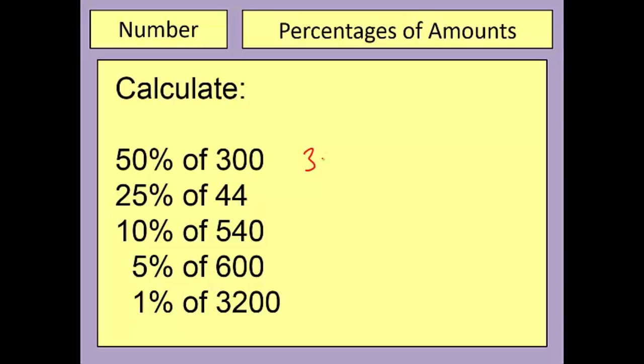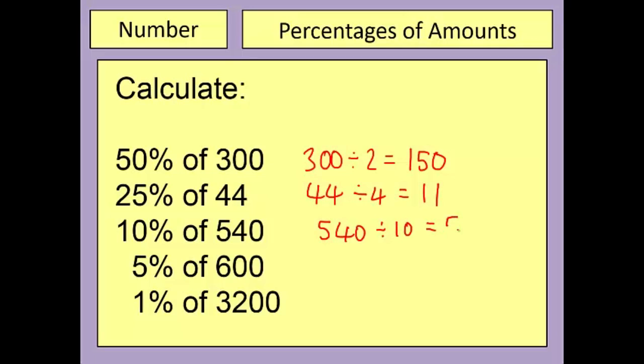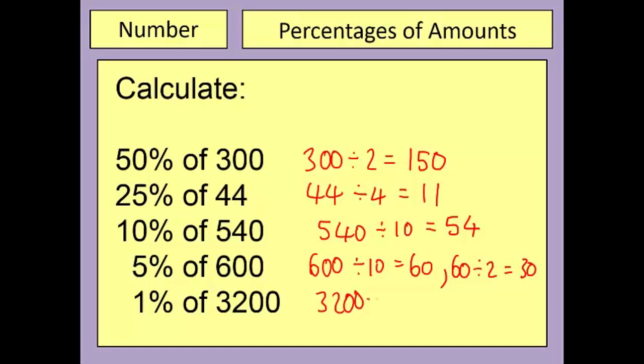Okay, here are the answers. For the first one, we do 300 divided by 2, which gives us 150. Then we have 44 divided by 4, because that's what 25% is, 1/4, which is 11. Then 540 divided by 10 for 10%, which is 54. And then 600 divided by 10 first to get us 10%, which is 60. And then we do half of that, 60 divided by 2, which gives us 30. And the final question, 3,200 divided by 100, which equals 32. Those are the basic percentages.